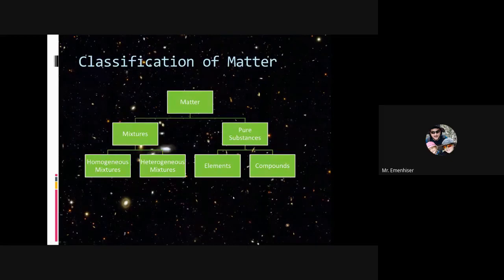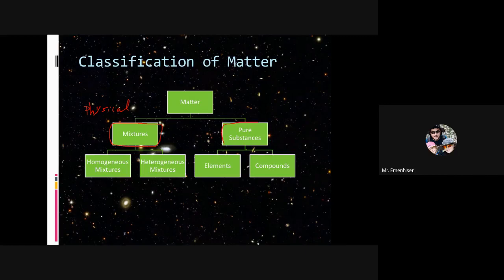Now, classification of matter. I'm just going to hit this real quick. Matter is broken up into mixtures, which is where you have more than one thing put together. Mixtures can be separated by physical means. If I have a mixture of dirt and water, I can filter it. That's a physical method, and so that's a mixture.